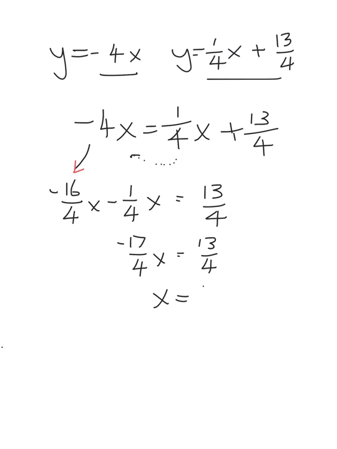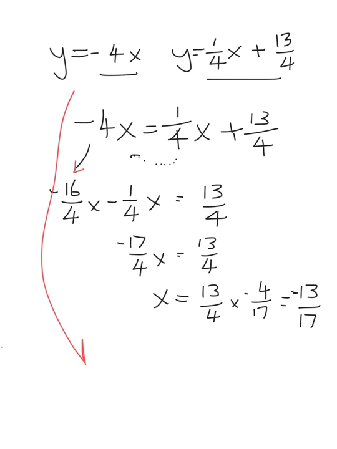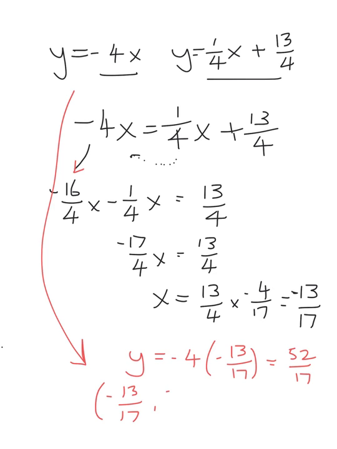And those 4s will cancel out because we get 13 over 4 times negative 4 over 17, which is 13 over 17. Not very nice numbers. So this will give me negative 13 over 17. If I sub that now back into the top equation, y equals negative 4x, I get y equals negative 4 times negative 13 over 17, which is 52 over 17. And then if we look at our coordinate, it is negative 13 over 17, comma, positive 52 over 17.